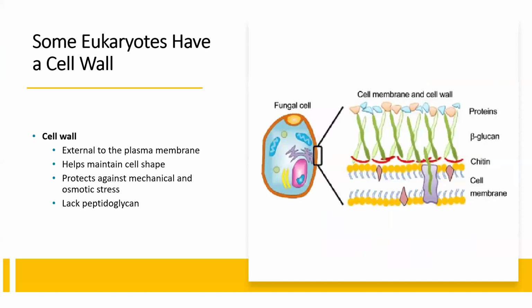Now, many, but not all, eukaryotes contain cell walls. So animal cells do not have a cell wall. However, in your fungal cells, you're going to have a cell wall that's made primarily of chitin, which we see here on the right-hand side. They do not have peptidoglycan. The cell wall is going to function similarly for all organisms, whether they're prokaryotic or eukaryotic, in that they help maintain cell shape and they protect against mechanical and osmotic stress.